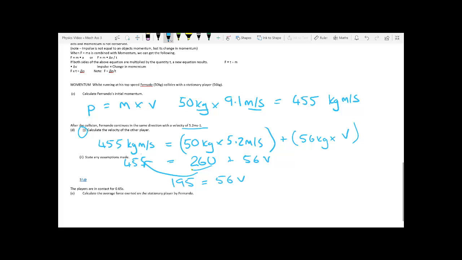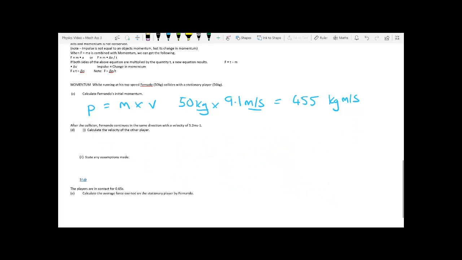And then if we divide 195 by 56, that should give us v. And that equals 3.48 meters per second, and it is to the right. It's positive, so we can see that to work this out we haven't had to change anything, so it means it's in the same direction that Fernando was heading. Okay, so if you get that including the direction, that is worth an E.